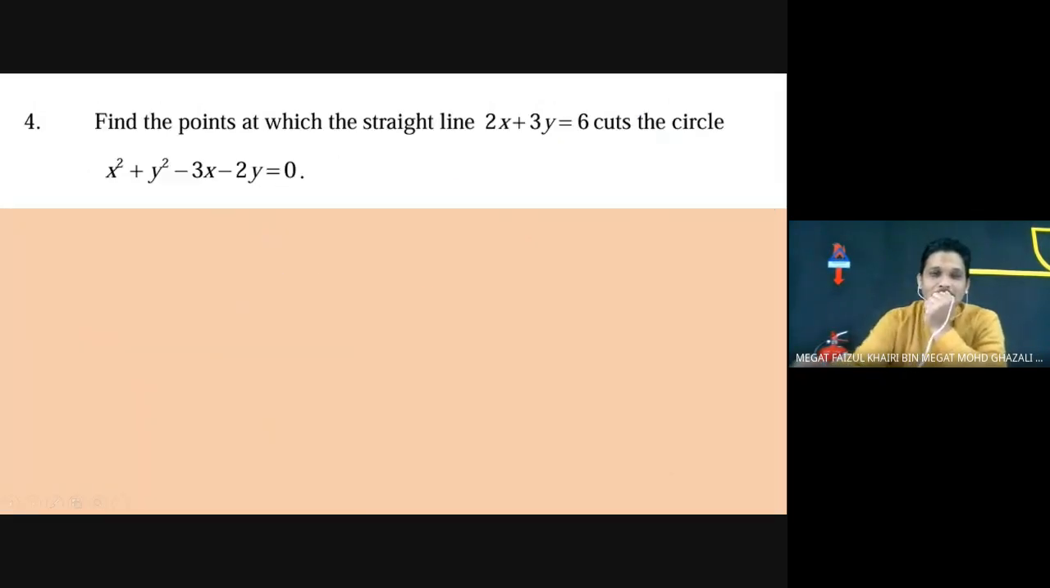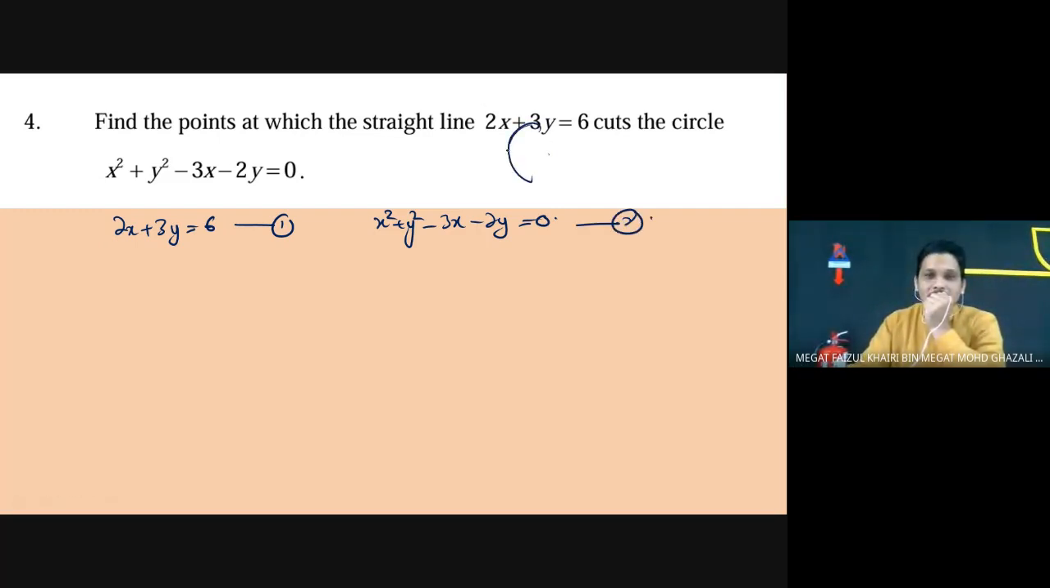Okay. Question number 4. So we got 2x plus 3y equal to 6, equation 1. And x squared plus y squared minus 3x minus 2y equal to 0, equation 2. So we just imagine that if there's a circle here and there's a straight line cuts the circle at 2 points, which is P and Q. Okay, coordinate of P, x and y. Coordinate of Q is also x and y.